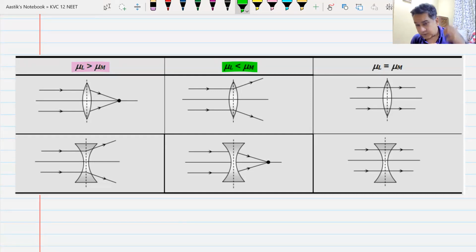Yes, sir. If I put it in a medium which has the same refractive index, like putting glass in the same glass from which I created it, will it behave like a lens? No, it does not behave like a lens. Light just passes through it. Do we understand this? Please note it down. And then we'll move on to some questions.